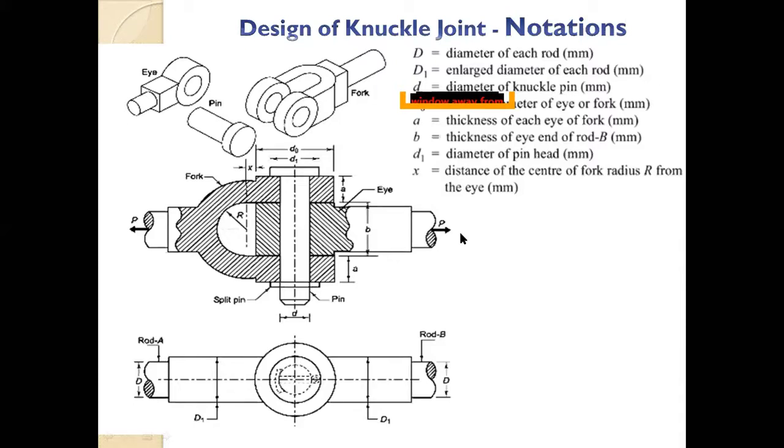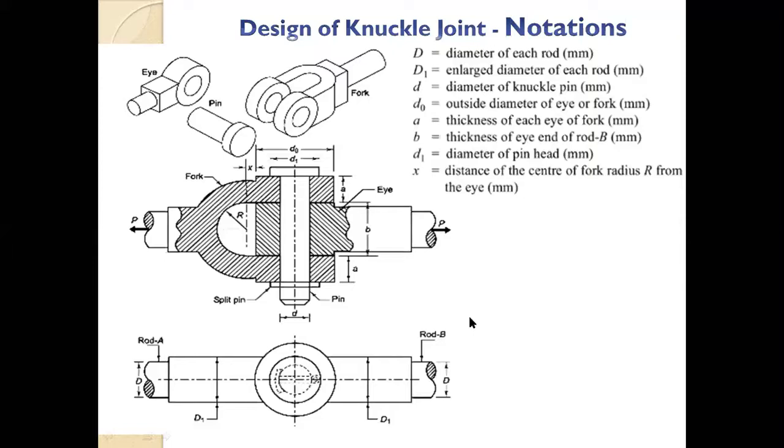Then we have to find out small d, which is the diameter of the knuckle pin. This is a crucial dimension. Then two more diameters, D0 and D1. D0 is the outside diameter of the eye or fork. The inside diameter will be equal to the diameter of the knuckle pin, and the outside diameter of the eye or fork will be D0. So small d and D0 are the inside and outside diameters of the fork or eye. And D1 is the head of the knuckle pin, so D1 has to be more than d and less than D0.